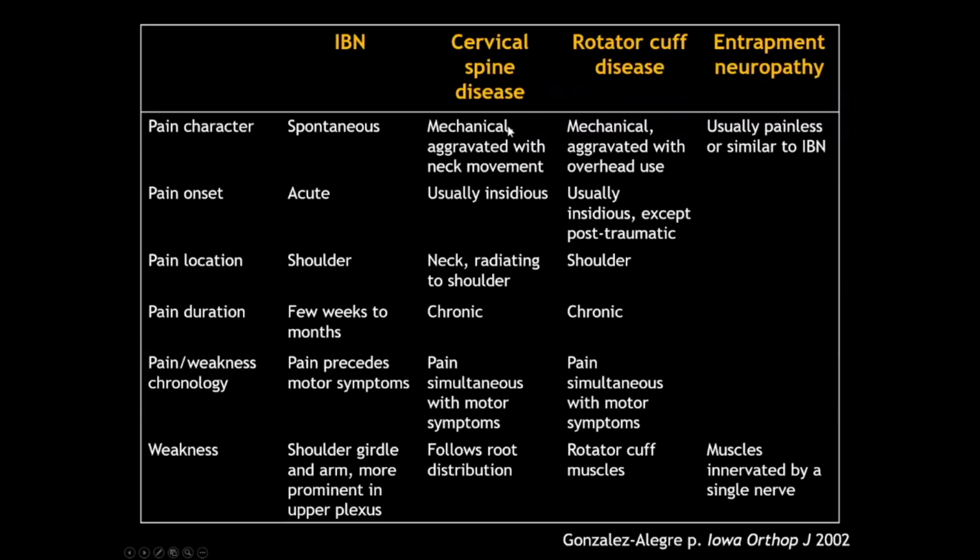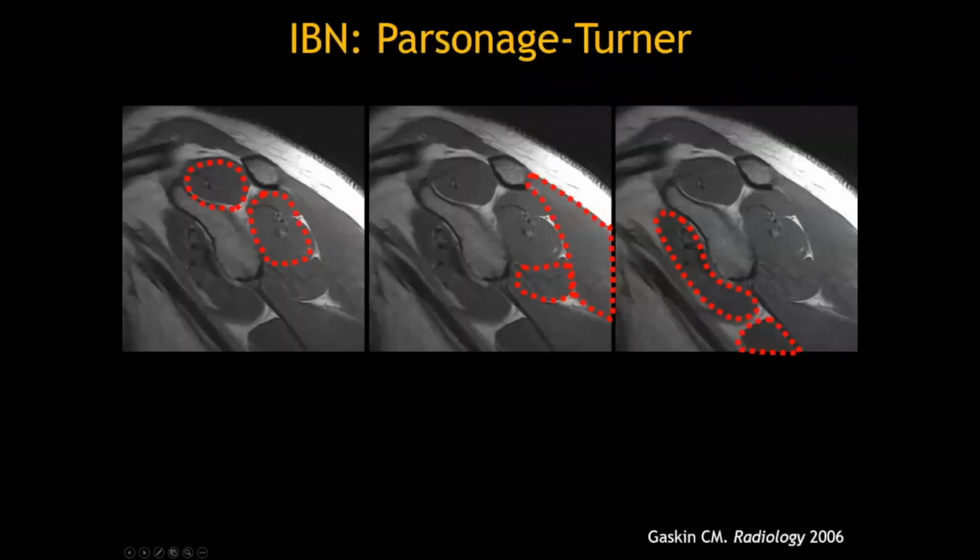And here's just a chart that can help differentiate idiopathic brachial neuritis from other common diseases such as cervical spine stenosis or radiculopathy, and rotator cuff disease, or even more peripheral entrapment neuropathy. But again, one of the hallmarks is that idiopathic brachial neuritis tends to be acute in onset, so that can be helpful in distinguishing from these other syndromes clinically.